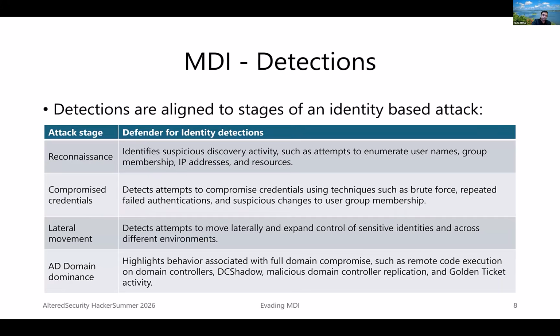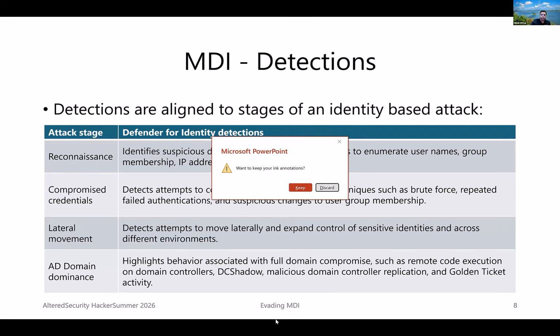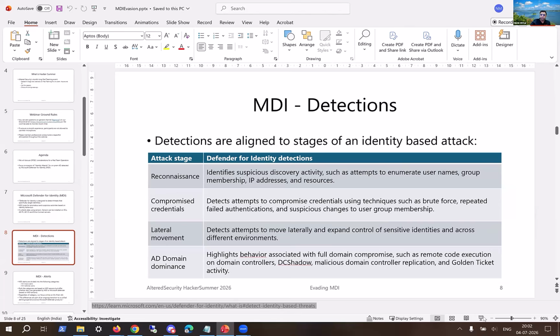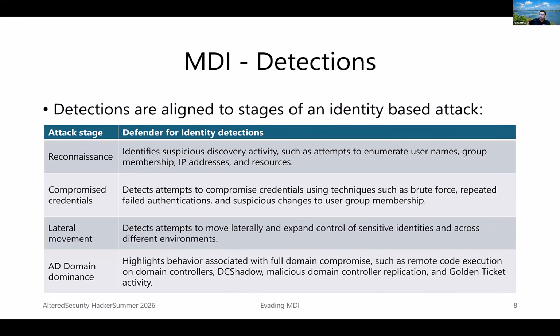If you look at Microsoft's documentation about MDI, it targets techniques in different stages of an identity-based attack. What stages? Recon, that is, the enumeration part. Compromised credentials, when someone tries to, they say a group membership, but I would say compromised credentials is something like attacks like pass the ticket, sorry, overpass the hash.